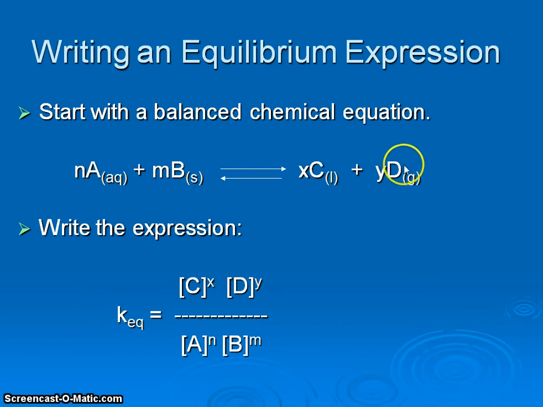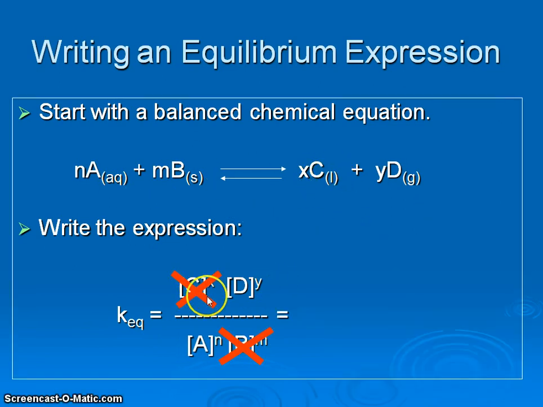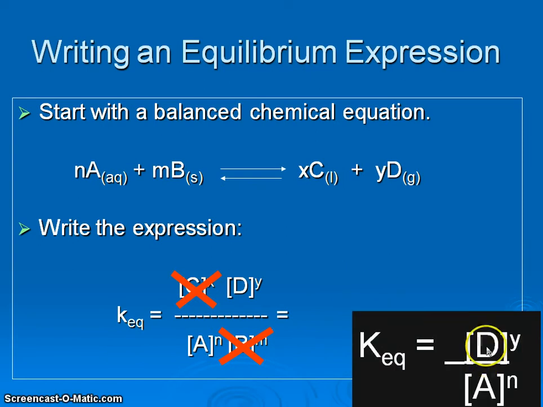So we start with a balanced equation. We write our expression. Then notice the states. Here we have aqueous, that stays in. Solid drops out. Okay? And liquid here would drop out. So C and B are gone. The final Keq for this reaction is just this, because the liquid and the solid are not part of it.